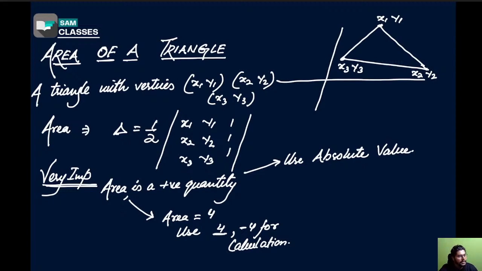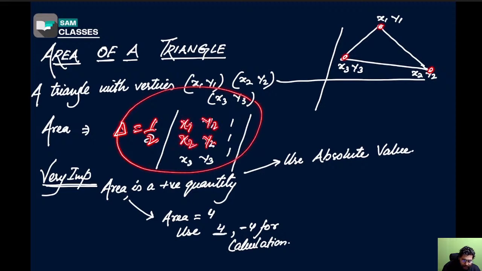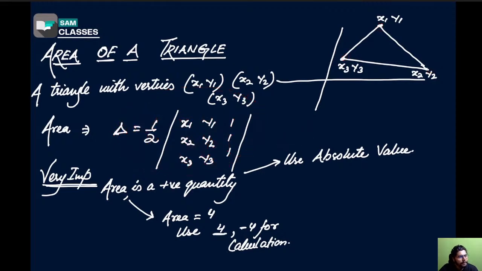Next, some real-life applications of determinants. We want to find the area of a triangle. We know the vertices. The area of the triangle is equal to what? Half times the determinant with the first vertex x1, y1, second vertex x2, y2, third vertex x3, y3, and then 1, 1, 1. Done. Then solve the determinant. Clear?